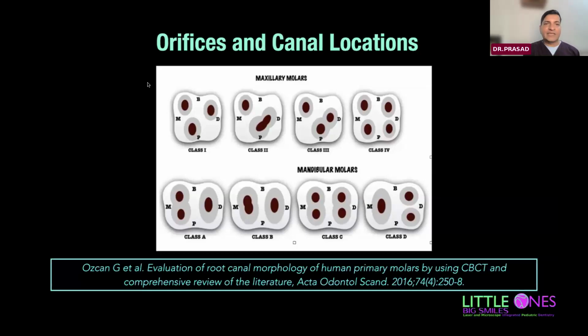So class 1 in the maxillary molar is 3 separate orifices. Class 2 is where the distobuccal and the palatal are combined. Class 3 is again similar: 2 different orifices, but they may be joining. Class 4 is 4 separate canal orifices and 4 separate exits. As far as mandibular molars are concerned, class A is 2 mesial and 1 distal. Class B is 2 mesial combined and 1 distal. Class C is 2 separate mesial canals and 2 separate canals in the distal root. And class D is a single canal mesially and 2 separate canals distally. So this is a very important classification which you can remember.